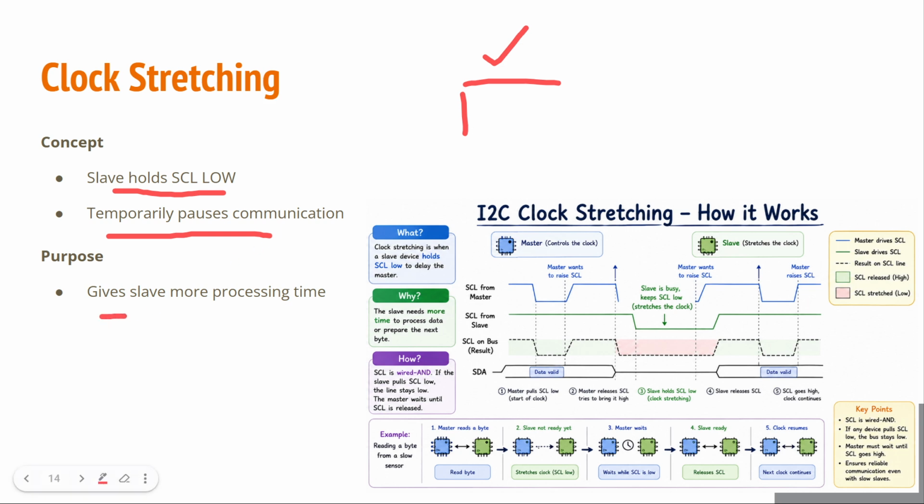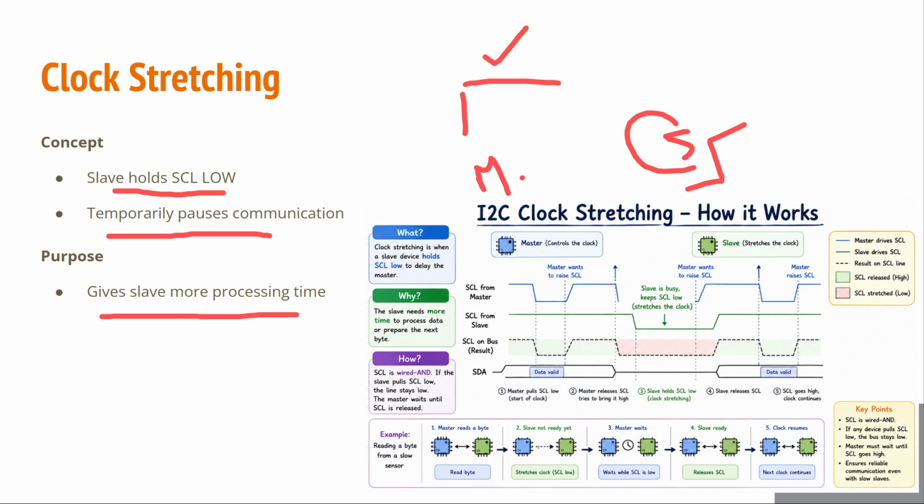Why is this used? For example, in my system I am using a master which is faster when compared to the slave, so the slave requires some time to process the data. At that time the slave will pull the clock line low till it finishes the process, and then it will release the clock line. Once the process is done, only then does it release the clock. Afterwards the master will send the next set of information to the slave. This is about clock stretching.